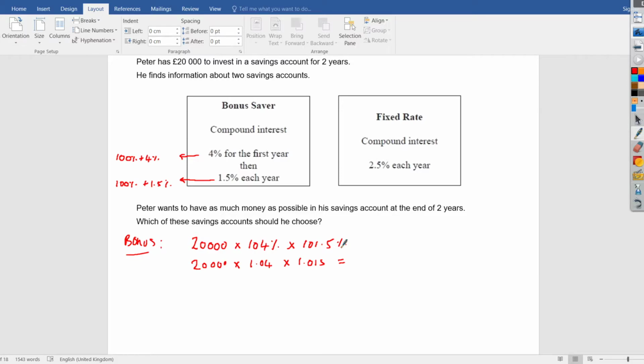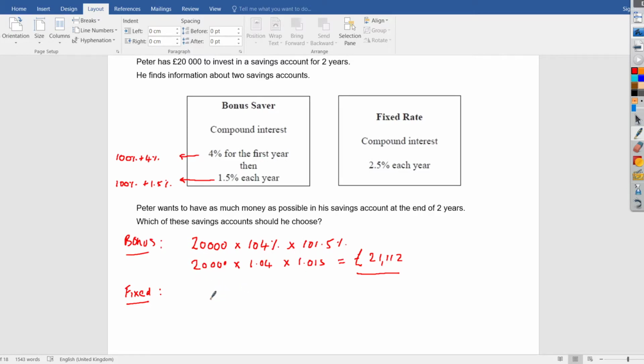So the bonus account, the amount Peter will have after 2 years is £21,112. Okay, now if we went on the fixed rate, you'll get at least a mark for showing all this, maybe even 2. Okay, import the percentage. So 2 marks awarded here.